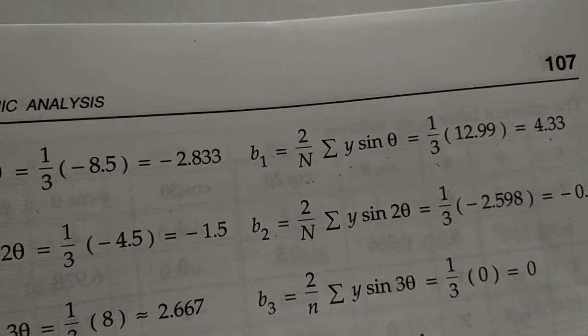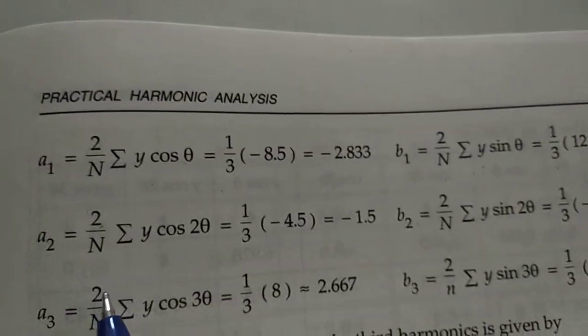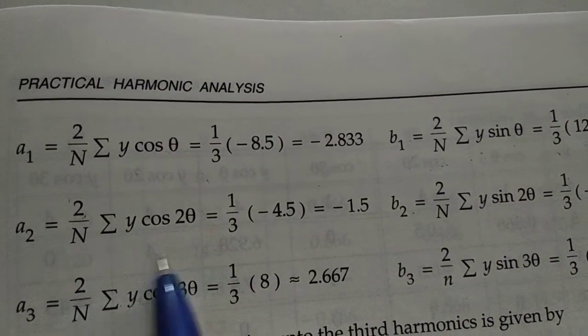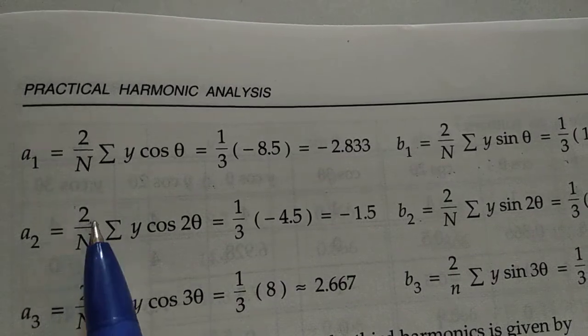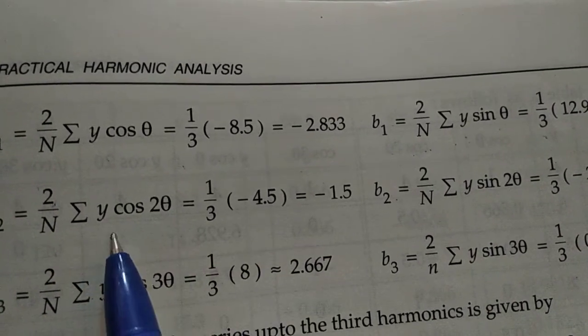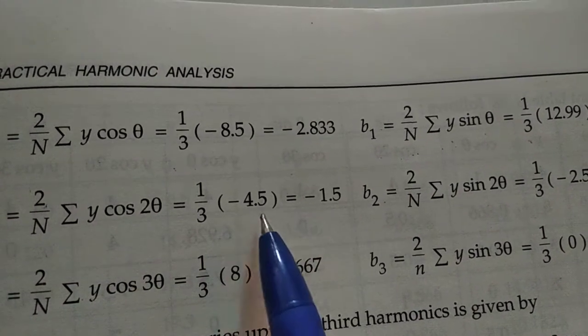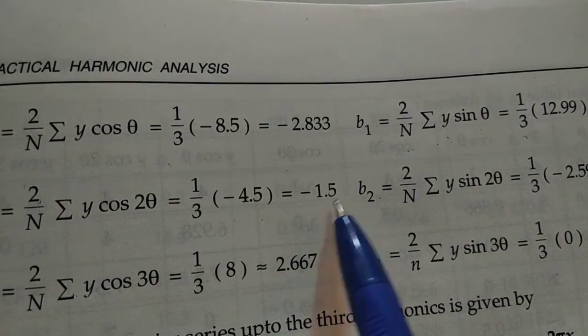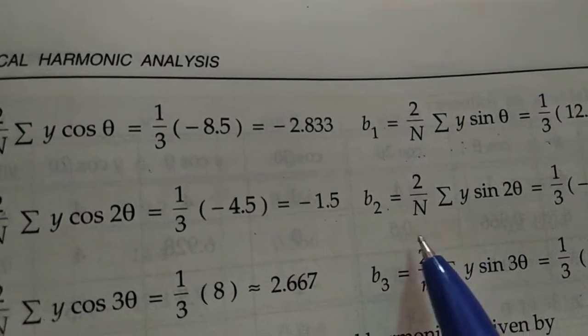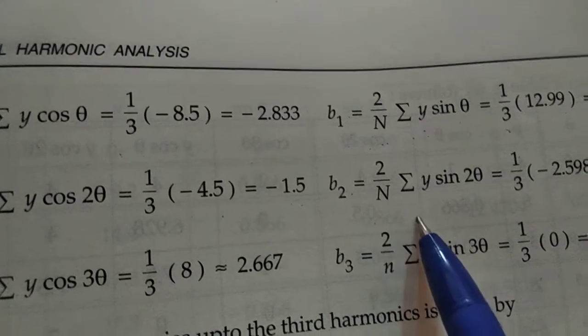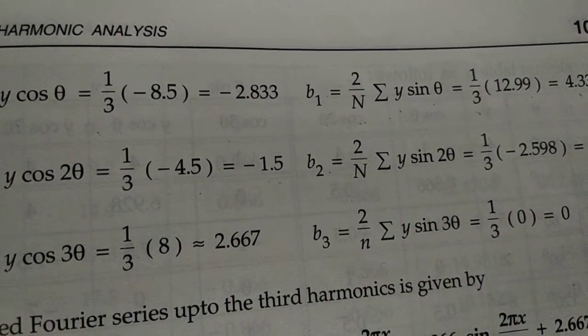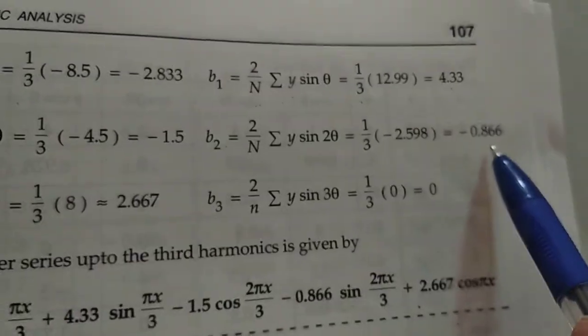So similarly A2 is equal to 2 by n summation of y cos 2 theta. So 2 by n equals 2 by 6, which is 1 by 3. So y cos 2 theta answer is minus 4.5. So that is equal to minus 1.5. So similarly B2 is 2 by n summation of y sin 2 theta. Simplifying, we get minus 0.866.